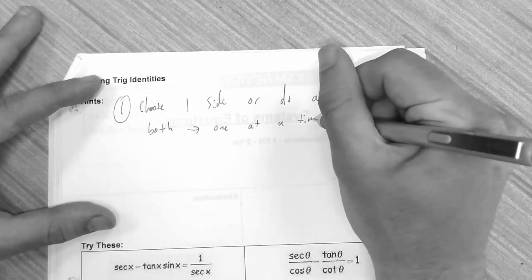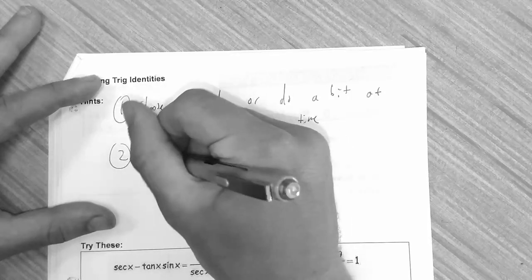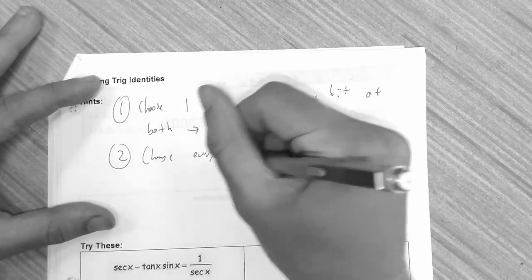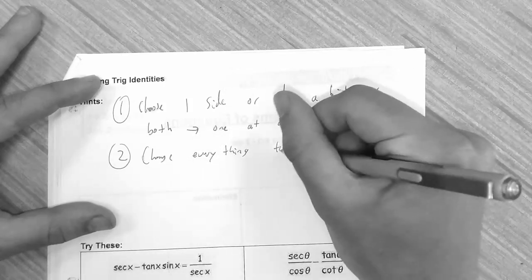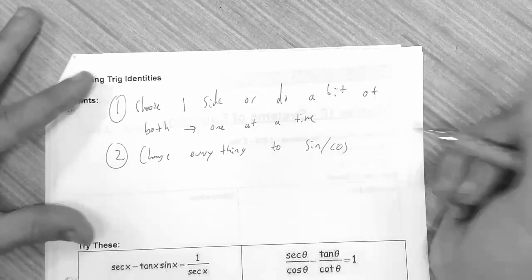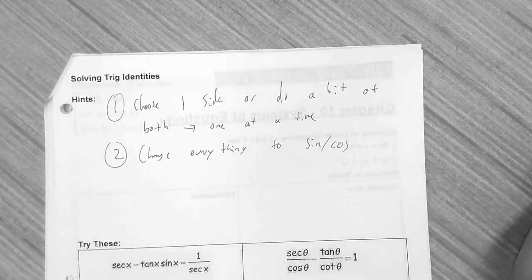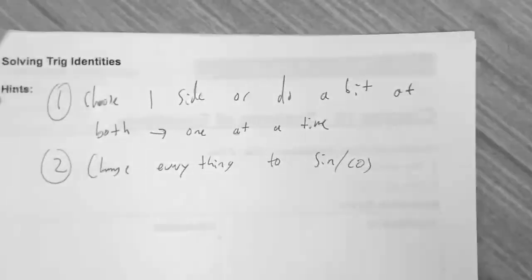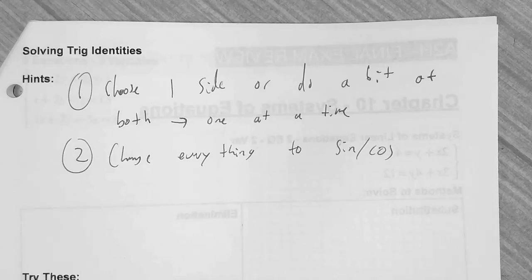Well, you kind of need to use tan. Yeah, but only do it at the end. These are the main hints that come to mind. Choose one side. You can do a bit of both, but do one at a time. You're not moving stuff to either side. And changing everything to sine and cosine is helpful. Okay? Let's do some examples.